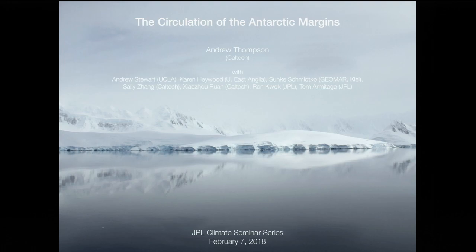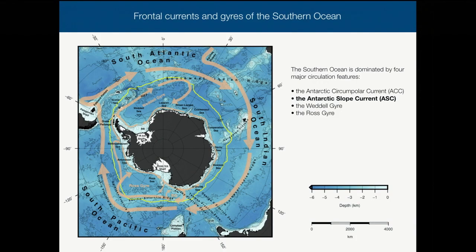Okay, so I thought I'd start off by trying to orient the non-oceanographers, at least in the room, or people who haven't looked at the Southern Ocean. What I'm showing here is a schematic of the Southern Ocean. There are four major circulation features. The dominant one is this eastward current here. It goes from west to east all the way around Antarctica. It is the Antarctic Circumpolar Current.